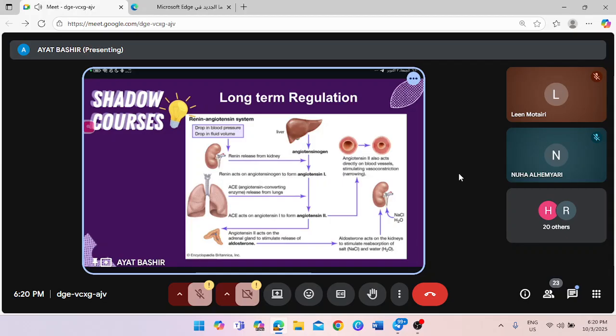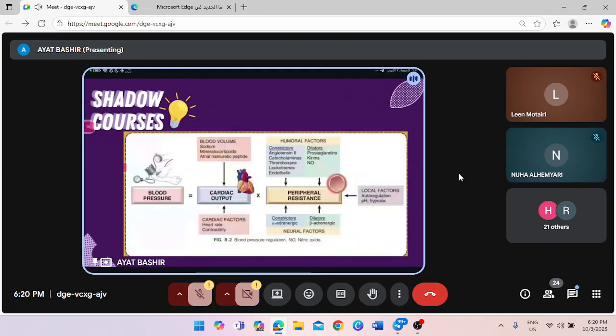And also, angiotensin 2 has another role, which is in the aldosterone secretion. We know the aldosterone acts on the kidney to stimulate the reabsorption of NaCl and water also. So by this also, we will have an increase in the blood pressure. This is the main principle for the blood pressure regulation.